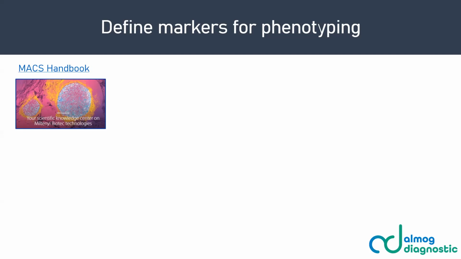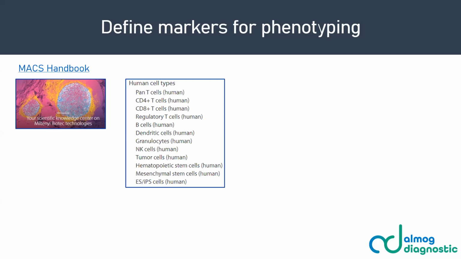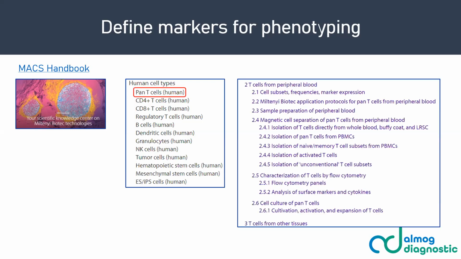In Miltenyi's handbooks, you can find information according to the cell type. Let's say we are interested, for example, in pan T cells. Let's talk about T cells and see what kind of information we can get from Miltenyi's website. Of course, we can get information about the cell subsets, about sample preparation, and about separation of specific subpopulations. But what interests us today is the characterization of T cells by flow cytometry.